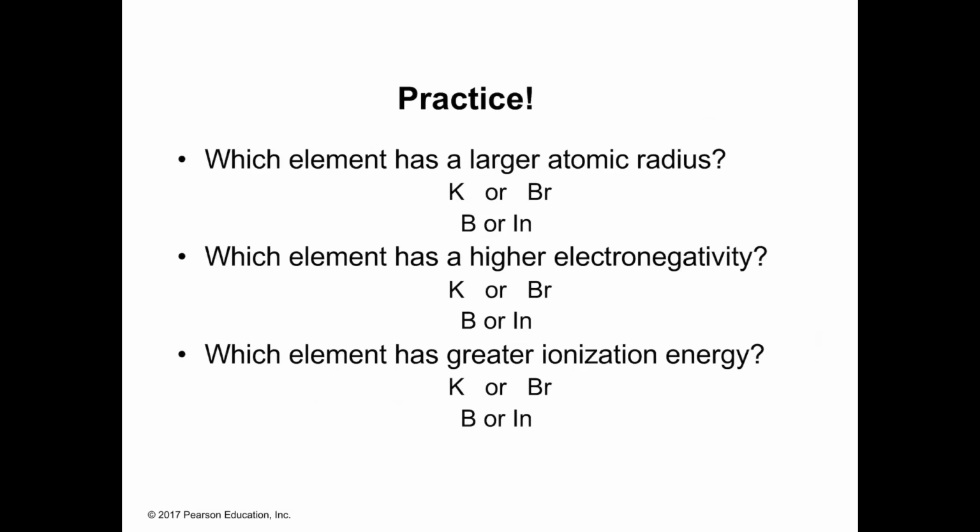Let's get some practice. So if you have a periodic table near you, go ahead and find potassium and bromine and boron and indium. And I want you to go ahead and pause here and figure out which one of those in each pair has the larger atomic radius, electronegativity, and ionization energy. And then once you're ready, unpause and I'll give you the answer.